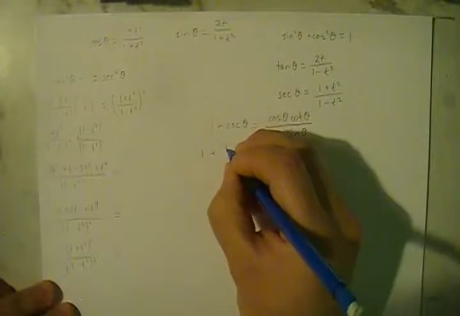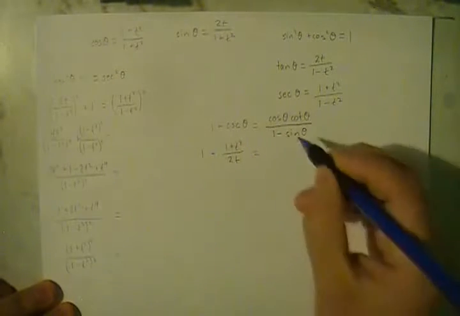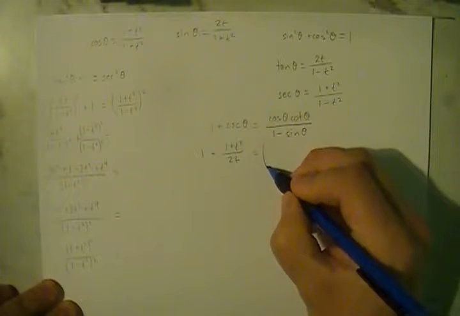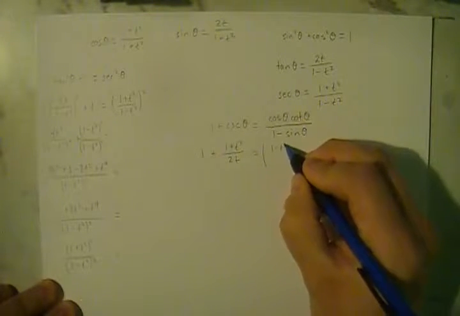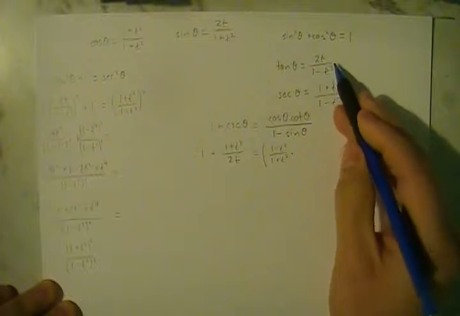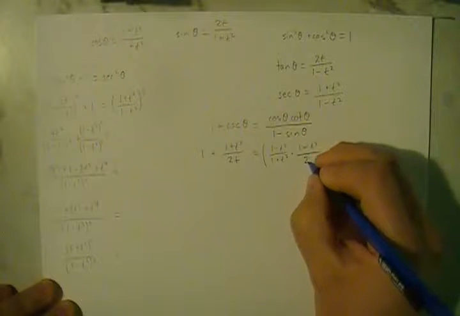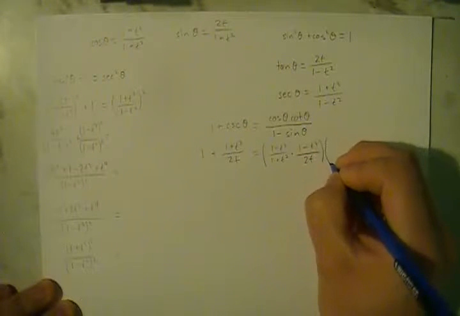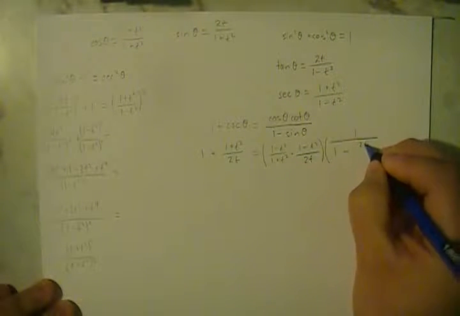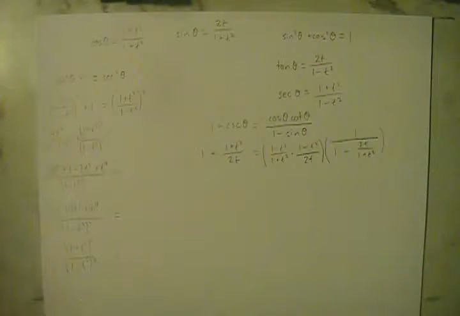So this is going to be 1 plus t squared divided by 2t is equal to. So I'll write cosine of theta times cotangent of theta. First, cosine is 1 minus t squared divided by 1 plus t squared, times the cotangent, which is the reciprocal of tangent, so 1 minus t squared divided by 2t. And then I'll multiply that by 1 divided by 1 minus sine theta, or 1 minus 2t divided by 1 plus t squared.